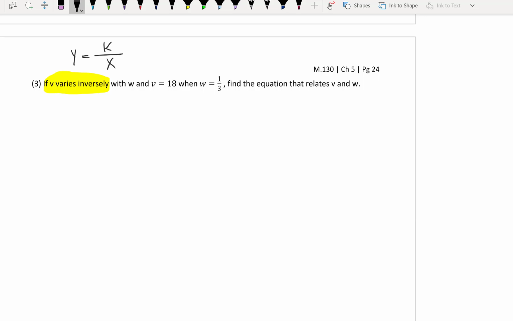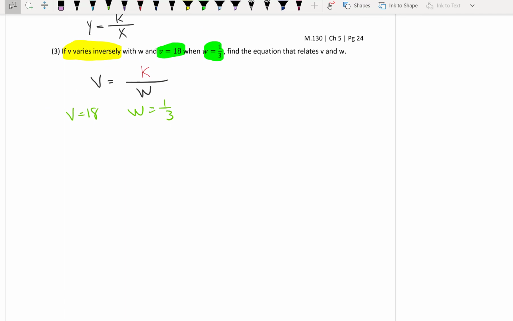So here that was our general, but remember our variables are different. So our variable says if v varies inversely, so instead of y, I have v, and up on top I still have the k, and it varies inversely with w. So w is what we're going to have, okay? And now they give us some information. It says that v is equal to my 18, and it also says w is equal to 1/3. So to find this k value, I am going to have 18 is equal to that k, and I have a 1/3 on the bottom.